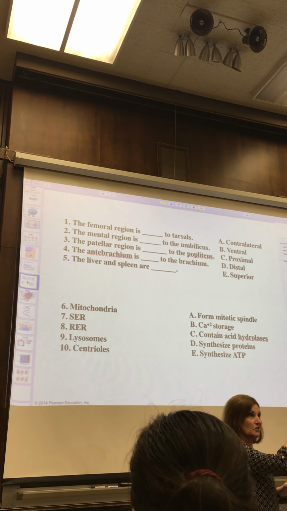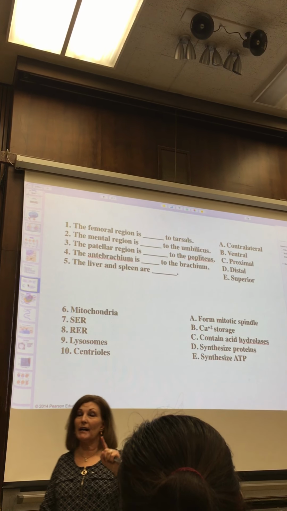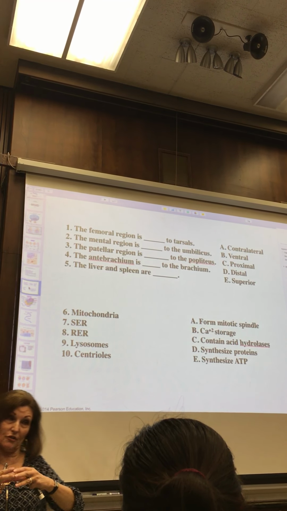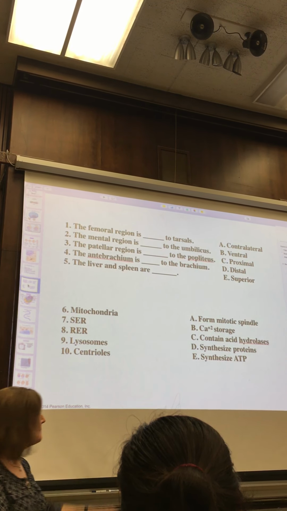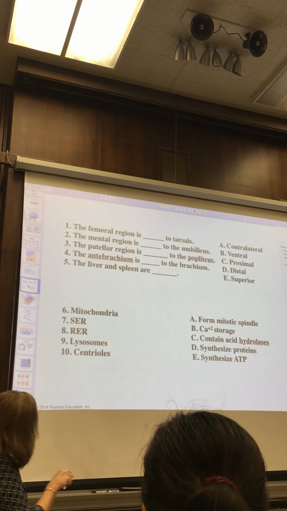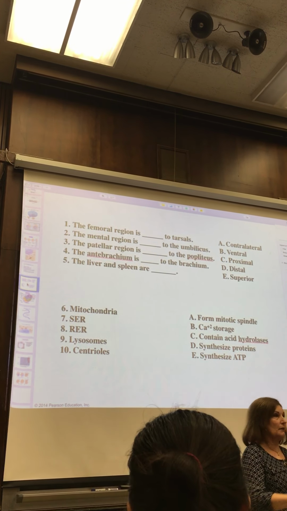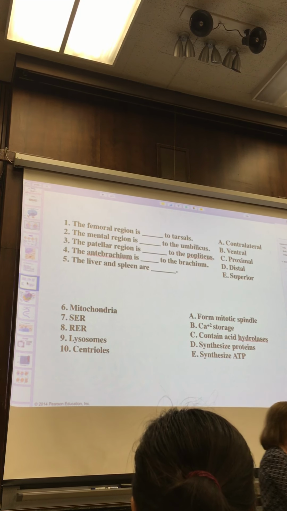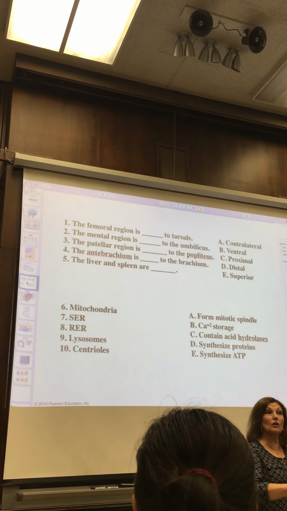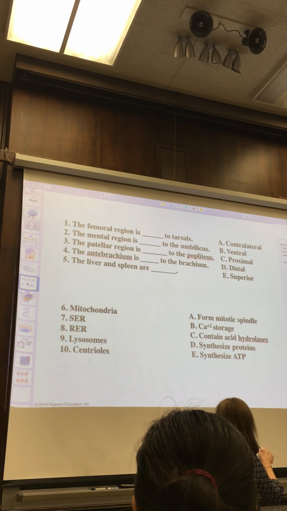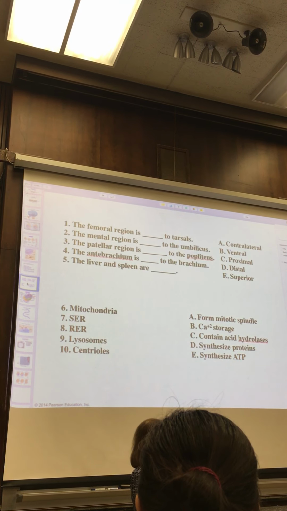What I would do, I would just draw a cross, whatever you want to do, mark up the exam. By the way, I never give you any pictures. No pictures, no diagrams, that's all written, okay? So let's do this. The femoral region. Where is the femoral region? Bam, right? Femur, femoral region. Where are your tarsals? Ankles. Okay, so the femoral region is what to the tarsal region?